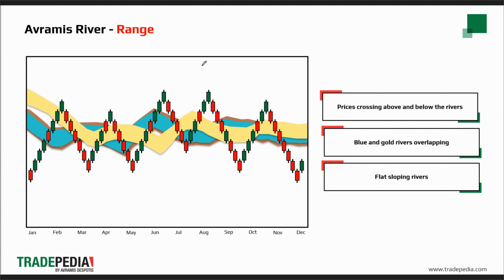For this, obviously, Avramis himself created this indicator so you can use it both ways, right? So how do you use it both ways? If you find that there are multiple crossovers already, it means that the market is actually ranging. So it's not trending, it's ranging, right? Trending is an uptrend or a downtrend, while ranging is probably a sideways market, okay?